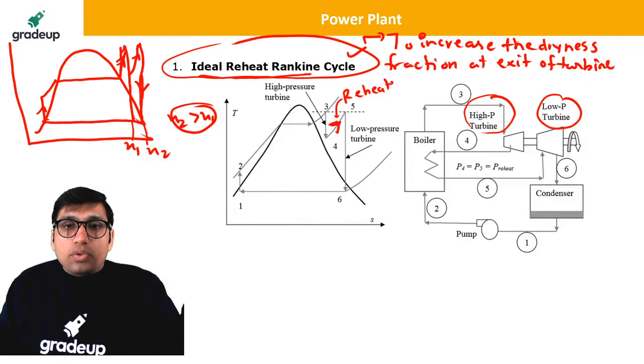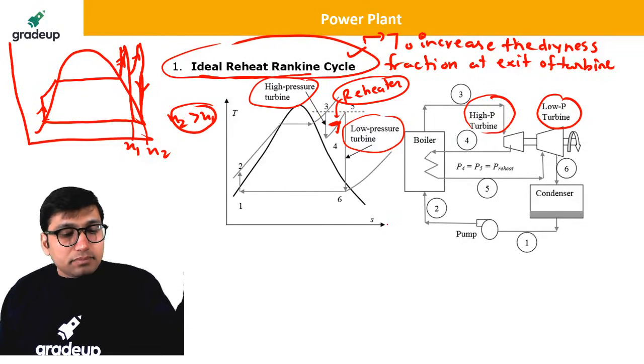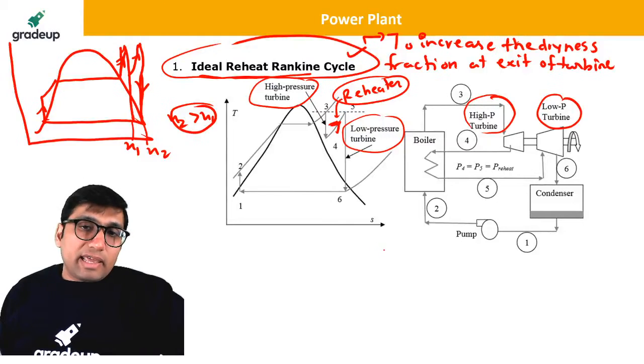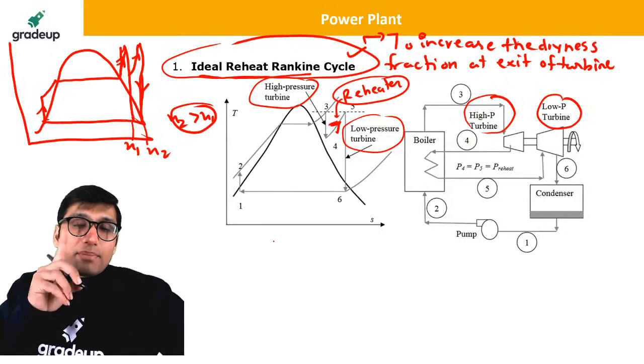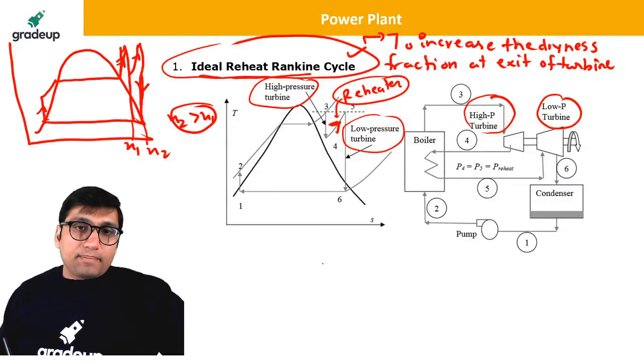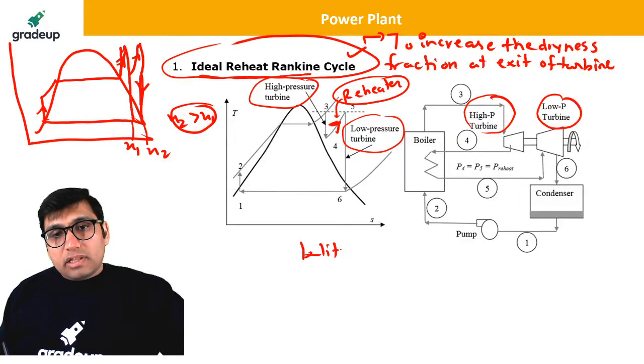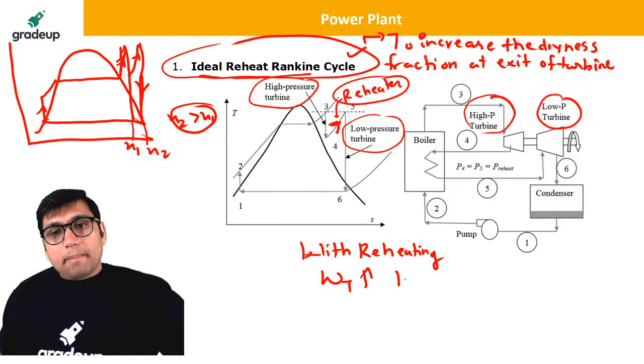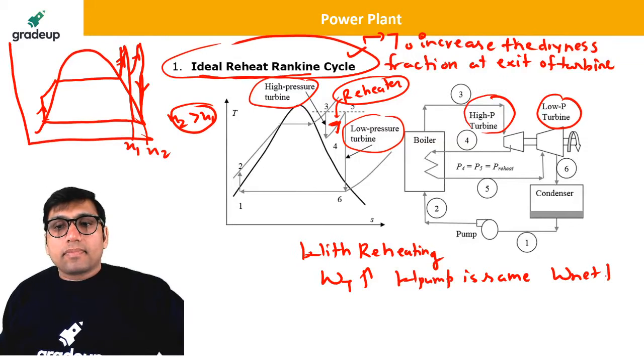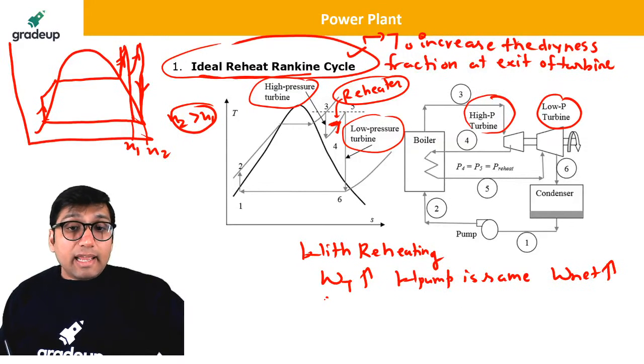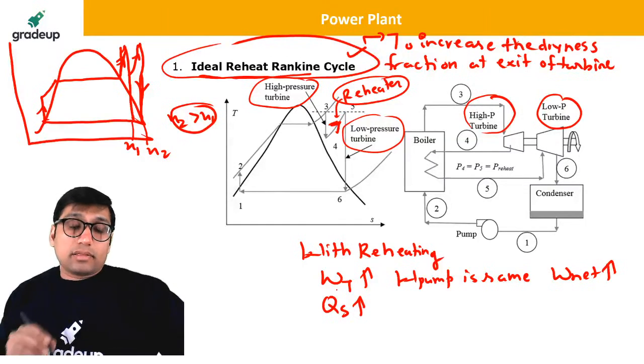A reheater will be used between a high pressure turbine and a low pressure turbine. Now try to understand it very carefully. A question that comes to your mind: what happens with reheating? With reheating, the turbine work will increase. The pump work is not affected, it is the same. The net work will increase. But with reheating, the heat supplied also increases.